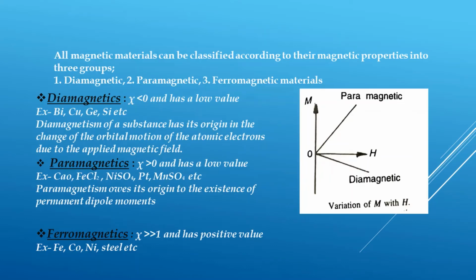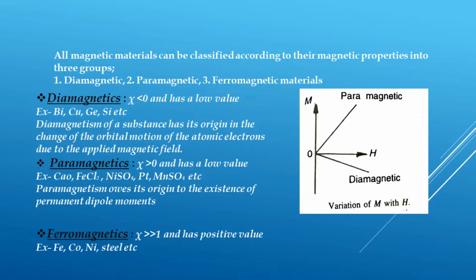So all magnetic materials can be classified according to their magnetic properties into three major groups. First, diamagnetic, second, paramagnetic, and third, ferromagnetic materials. So what is diamagnetism? Depending upon the value of chi, this can be classified.